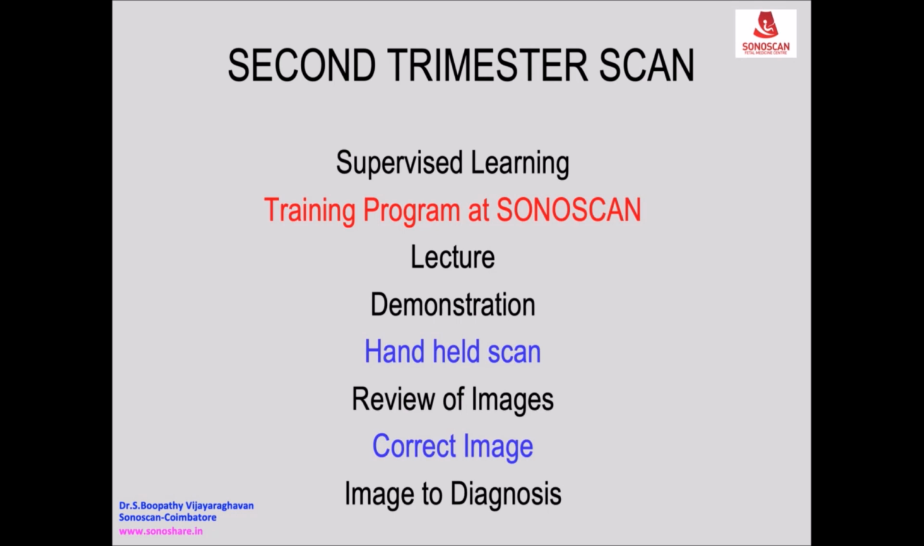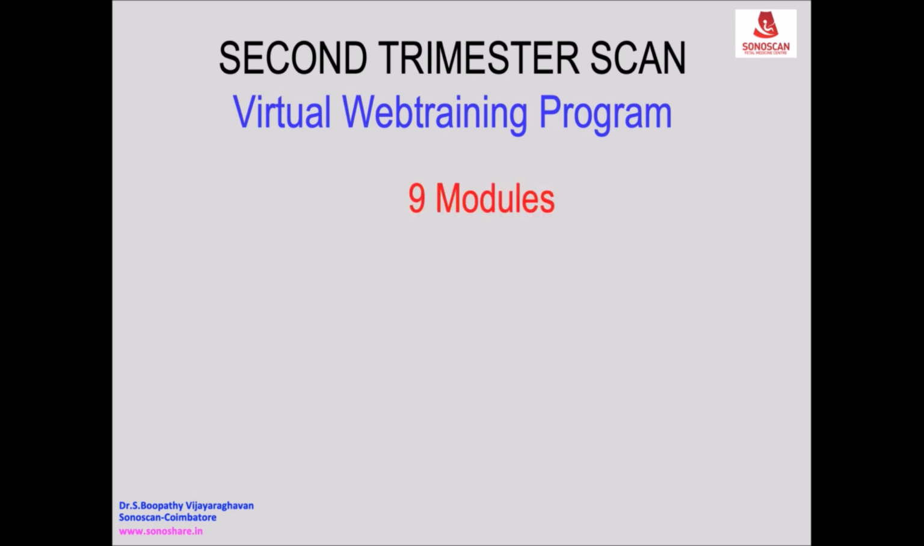Now, because of the difficult time where we cannot have physical training, we have converted this into the online virtual web training program, which involves 9 modules and one module per week. Each module will have 3 to 4 lectures. The first lecture will be active. Once you finish the first lecture, the second lecture will become active. Once you finish one module, the next module will become active.